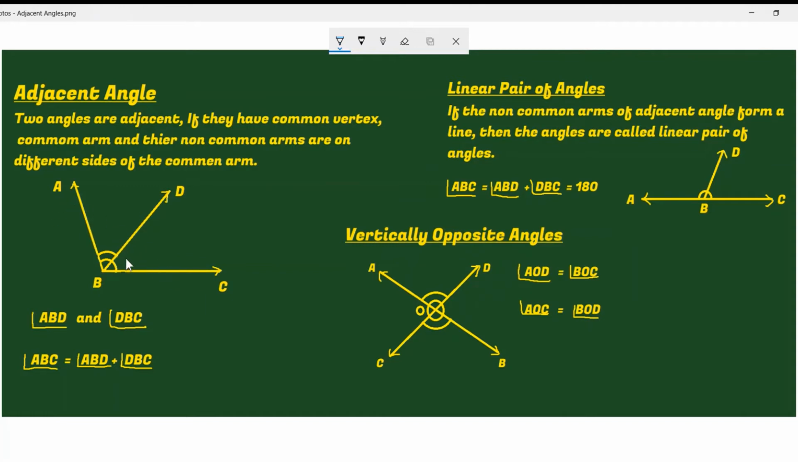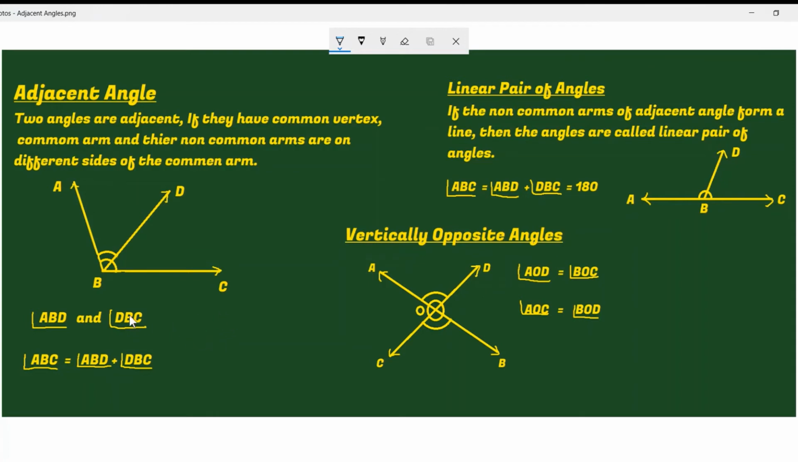How? Because these two angles have the common arm BD and common vertex B, and both the non-common arms are on exactly opposite sides of the common arm BD. So we can tell ABD and DBC are adjacent angles. So angle ABD and angle DBC are the adjacent angles.